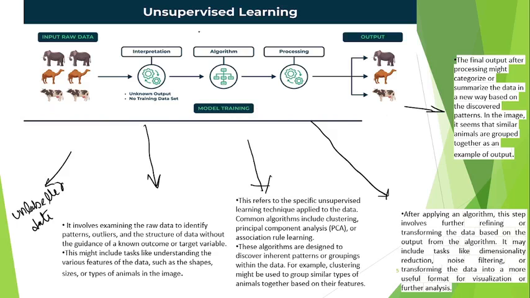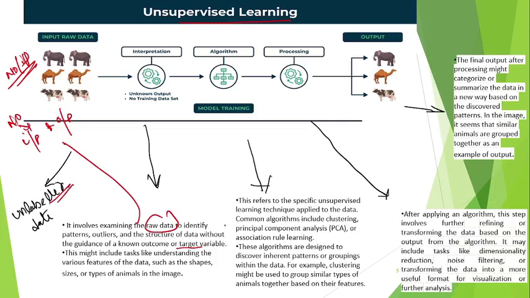Then we come to unsupervised learning, correct, where the input is raw data, no label data, we have given interpretation. It involves examining the raw data, meaning we don't know the data, to identify patterns, what are the patterns and structure of data, without guidance to know the output of the data. We don't know what the output is. So in unsupervised learning, no output is known. With this we can see unlabeled data is used, correct.